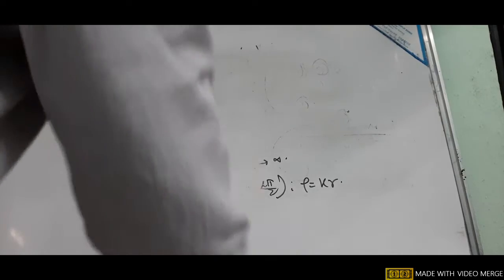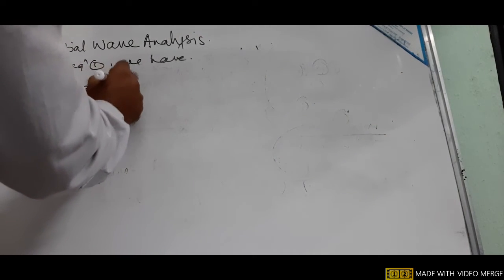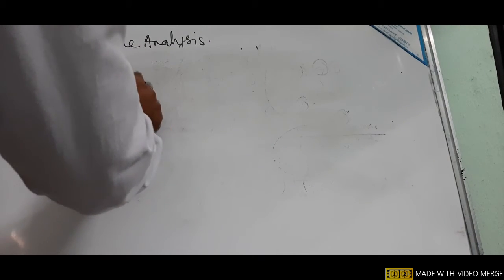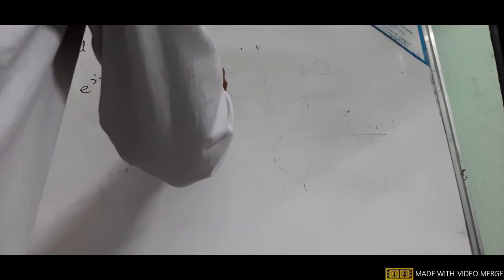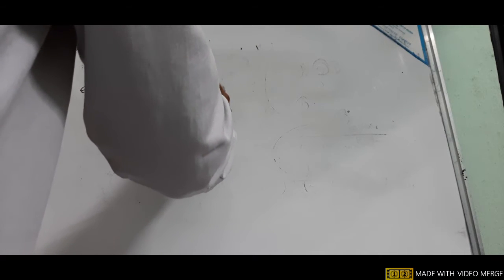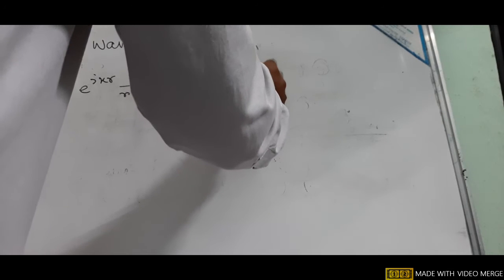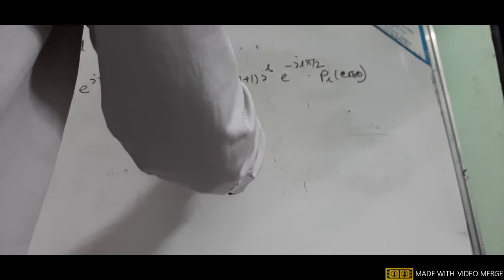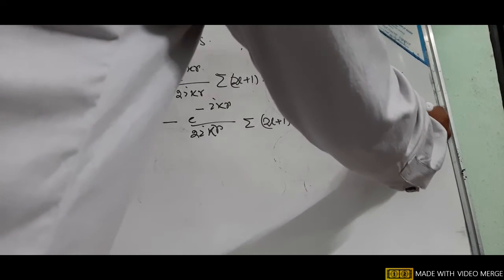So e^(ik·r) can be written, in the r tends to infinity asymptotic behavior, as e^(ikr)/(2ikr) summation (2L+1) i^L e^(−iLπ/2) P_L(cos θ), minus e^(−ikr)/(2ikr) summation (2L+1) i^L e^(iLπ/2) P_L(cos θ). So this is equation 10.